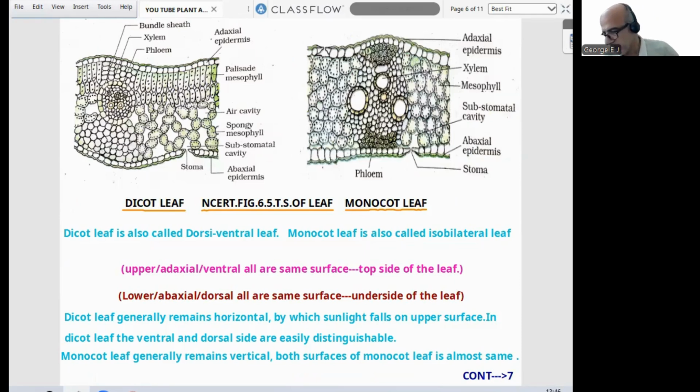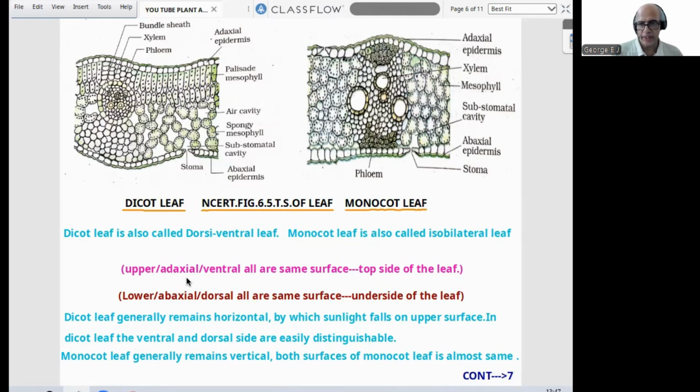Now we can proceed. The dicot leaf is also called dorsiventral leaf because dorsal side and ventral side are very, very clear. We can easily distinguish both the sides. Monocot leaf is also called isobilateral leaf. Iso means same, bi means two, lateral means sides, so two sides look alike in monocot leaf. Upper side is otherwise called adaxial or ventral, the top side of the leaf. Lower side is called abaxial or dorsal, the underside of the leaf.